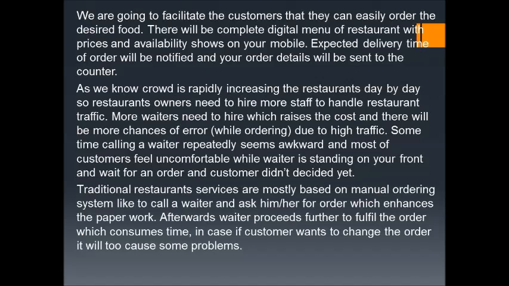Traditional restaurant services are mostly based on a manual ordering system, like calling the waiter and asking him or her for the order, which increases the paperwork. Afterwards, the waiter proceeds further to fulfill the order, which consumes time. In case the customer wants to change the order, it will cause some problems.